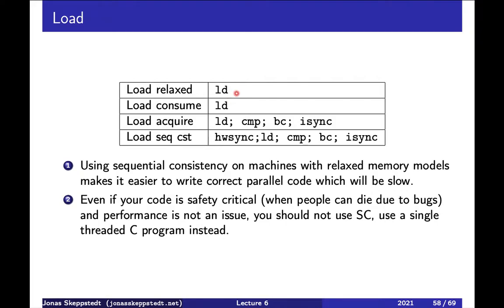But load relaxed, that's just a load. Load consume, it's on Power also just a load. But the compiler has to figure out what it may and what it may not move to before this load. Load acquire, it is what we just saw. And load for sequential consistency, this is a time-consuming operation. So that makes us not want to use sequential consistency.